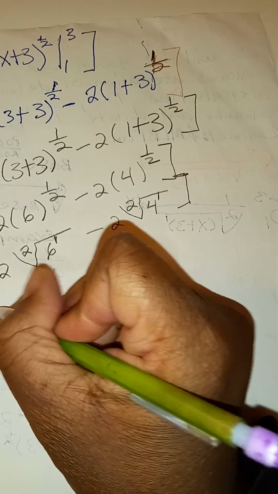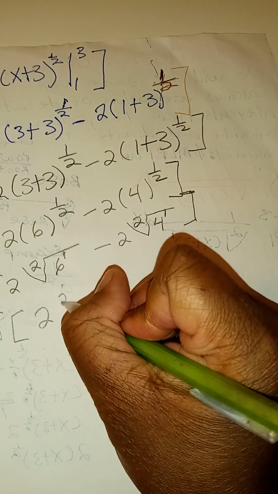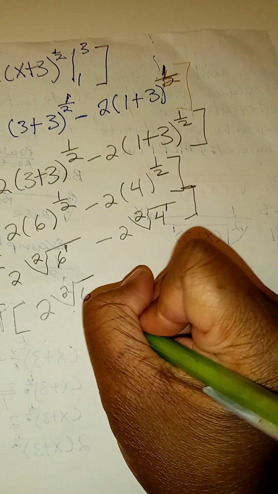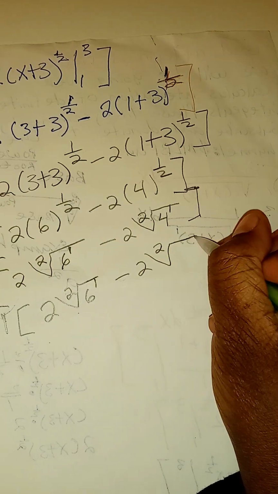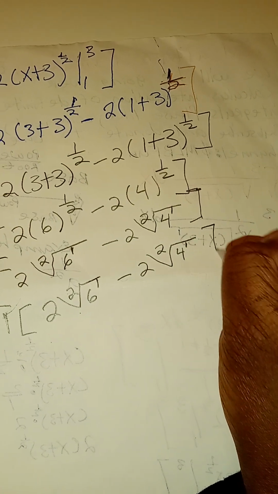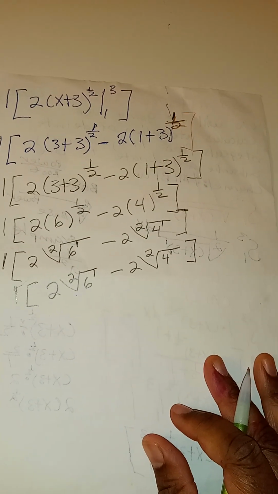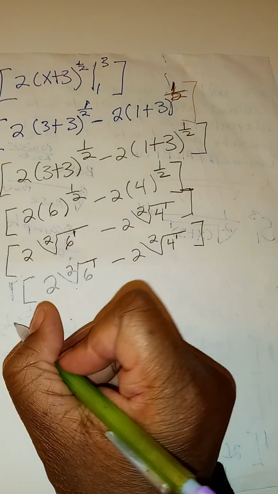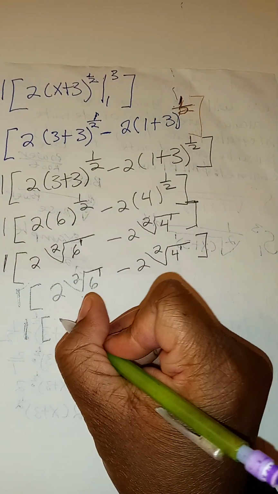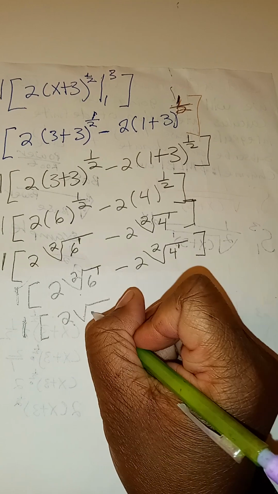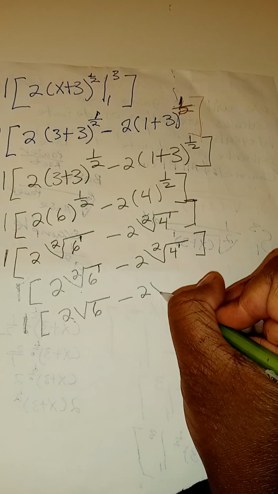And we'll rewrite this again. 1 times 2 and the root index of 2, 6 to the first power, minus 2 times the root index of 2 of 4 to the first power. And the square root is the only root that you could drop the root index of 2. So we can rewrite this as 1 times 2 square root of 6 to the first power is 6, minus 2 times square root of 4 to the first power is 4.